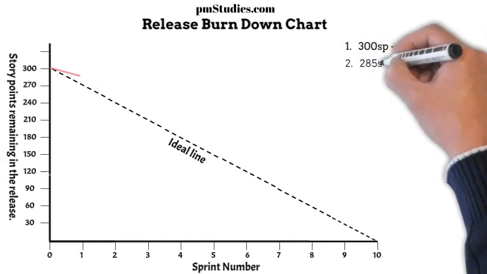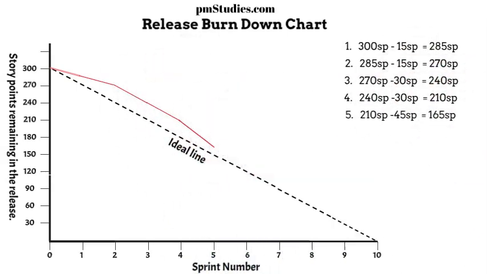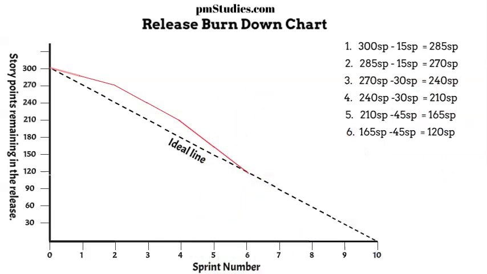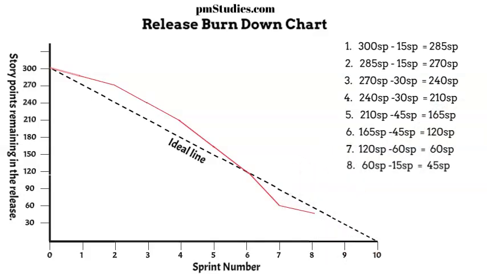This is the same for the second, third, fourth, and the fifth sprint. The actual line is above the ideal line. This indicates a delay. On the sixth sprint, the team manages to catch up. The seventh and eighth sprint shows the actual line below the ideal line. This indicates that the progress is ahead of schedule.